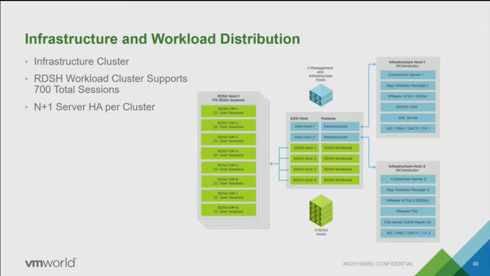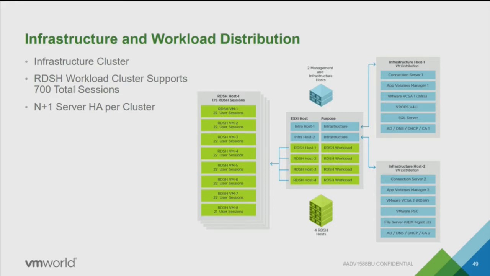We did use the OS optimization tool, follow the best practices, and also make sure that we got the vCPU to core ratio correct and optimized for that environment. So that's 22 user sessions per RDS VM to get you to 175. That's with a collection of 4 servers and 32 RDS VMs to get you 700 users. You can afford to lose one of them.